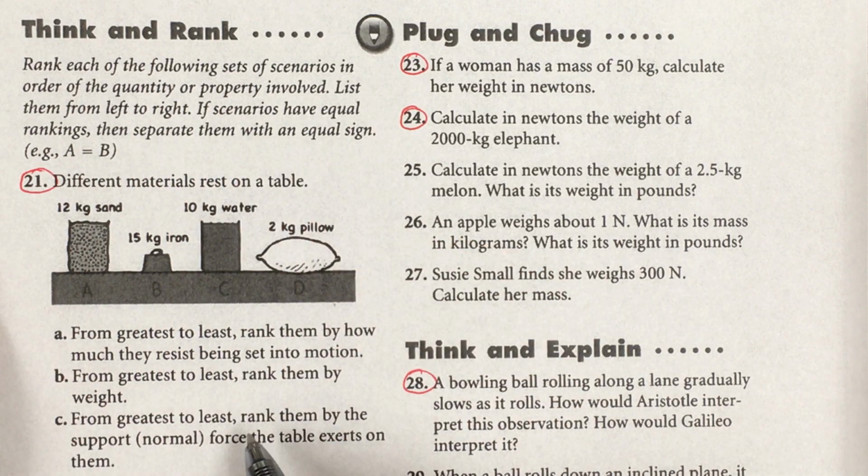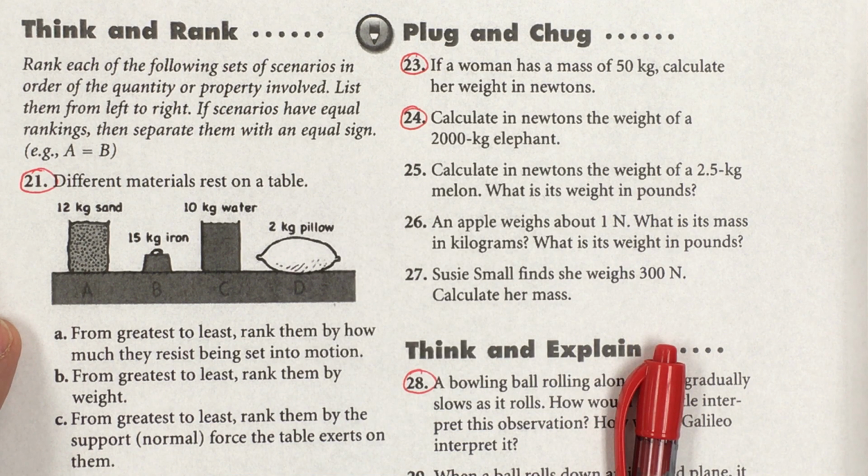Okay, so first of all, we're to rank the following sets of scenarios. So we're going to do one of these. We're going to rank from greatest to least by how much they resist being set into motion. If you remember, a baseball is easier to throw than a bowling ball because a bowling ball has higher mass. So the more mass you have, the more lazy it is. You can think of it as laziness. It doesn't want to change its motion. If it's moving, it doesn't want to stop. That's why it's hard to catch it. And if it's stopped, it doesn't want to move. That's why it's hard to throw it.